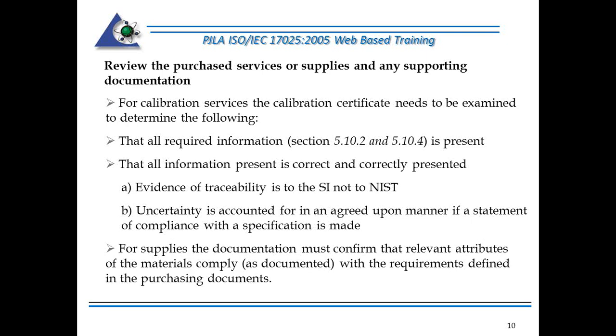For supplies, the documentation must confirm that relevant attributes of the materials comply as documented with the requirements defined in the purchasing documents. Now, for supplies, consumables of various natures, the manner in which the results are reported can be drastically different. Most calibration, there's very specific instructions, but the nature of reference materials and the nature of testing is such that there can be a pretty significant difference between what information is reported for one type of material and what's reported for another, and what laboratories do with it when reporting results.